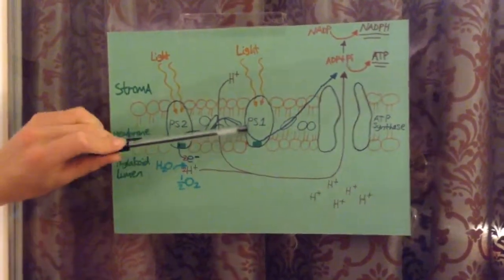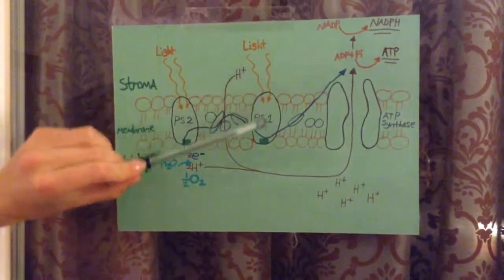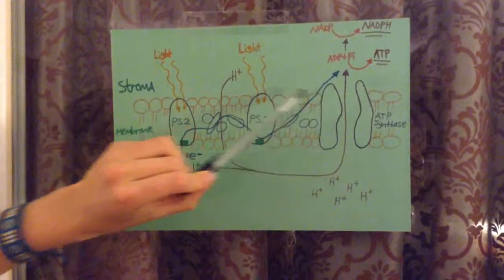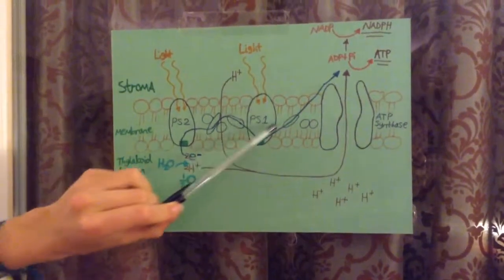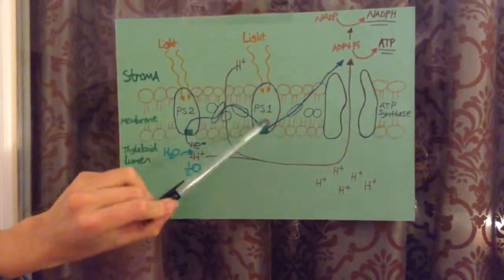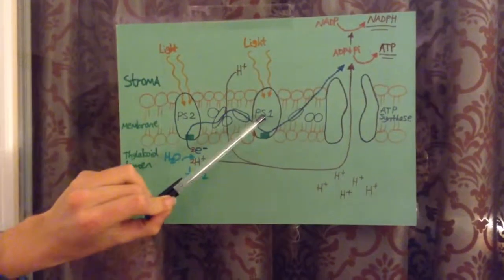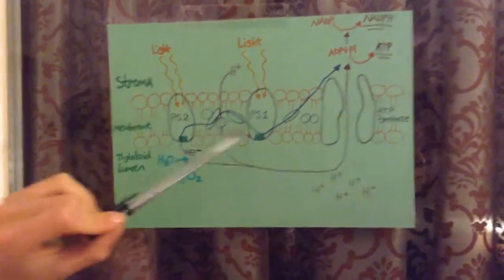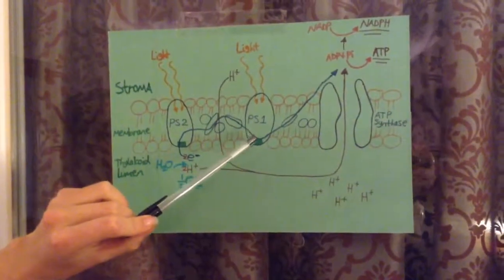But what happens in photosystem 1 is only one electron is used to reduce this H+ ion. The other electron is recycled, so it goes back into photosystem 1 to be used again for the reducing process. That's known as cyclic photophosphorylation.